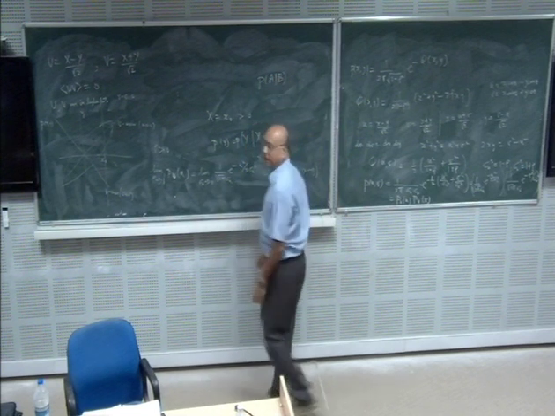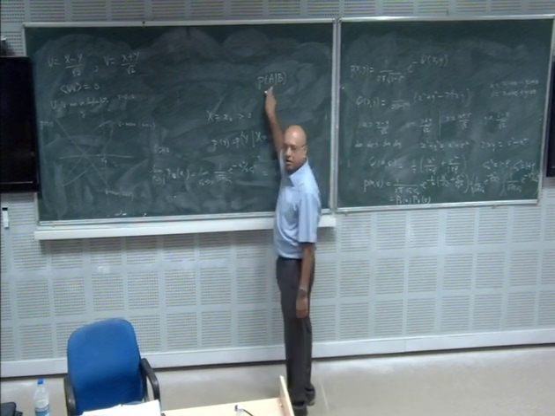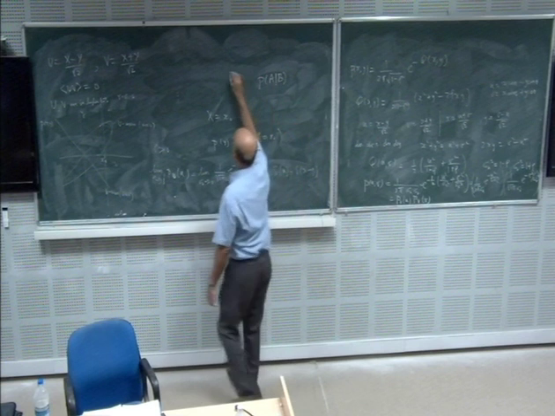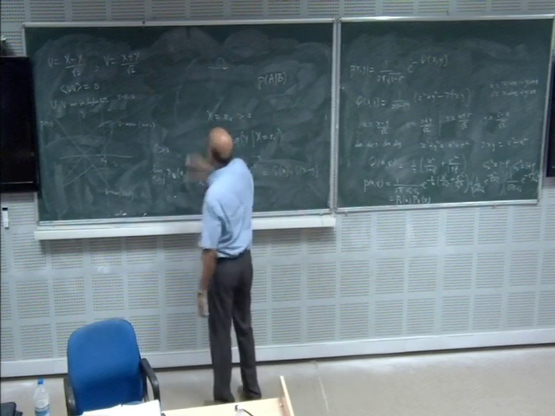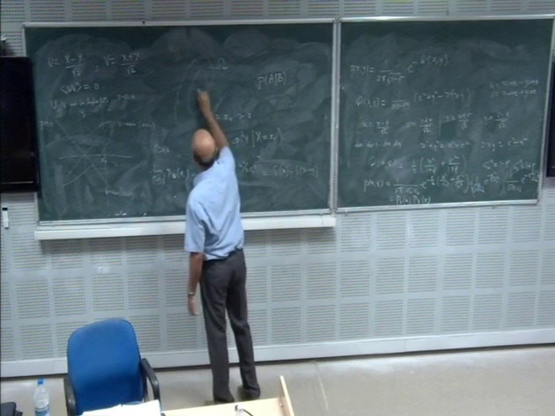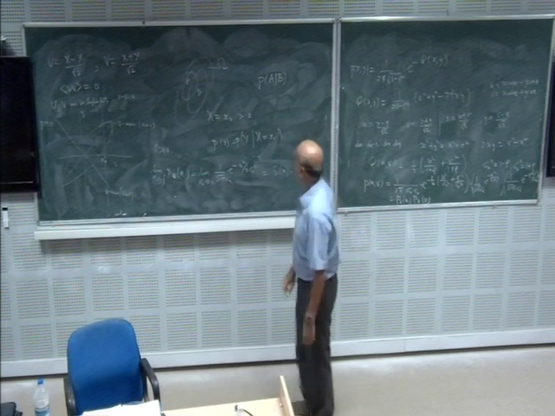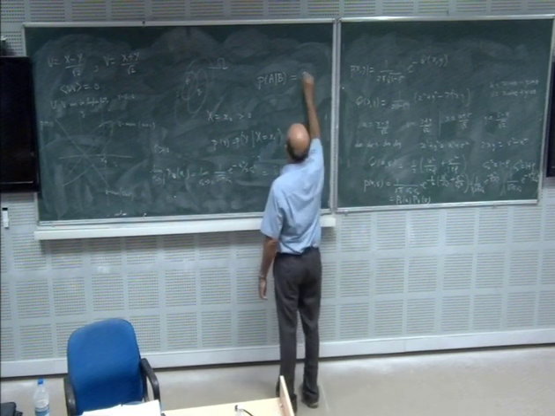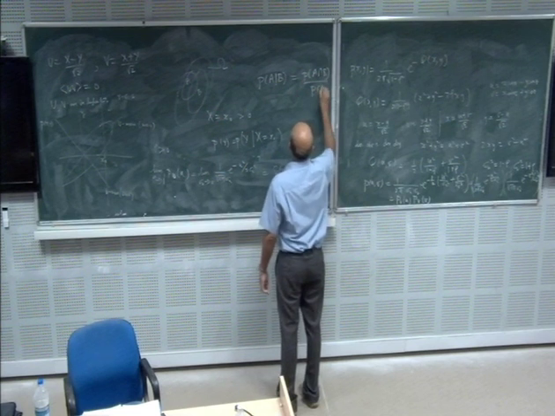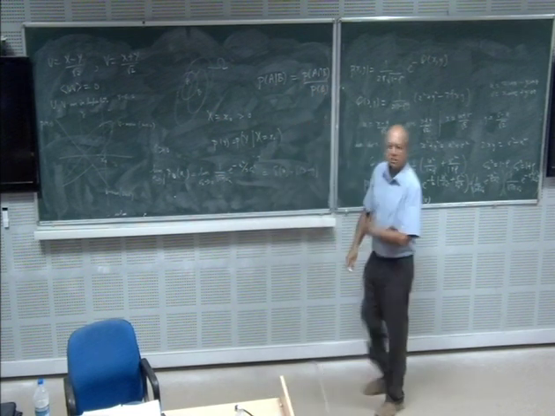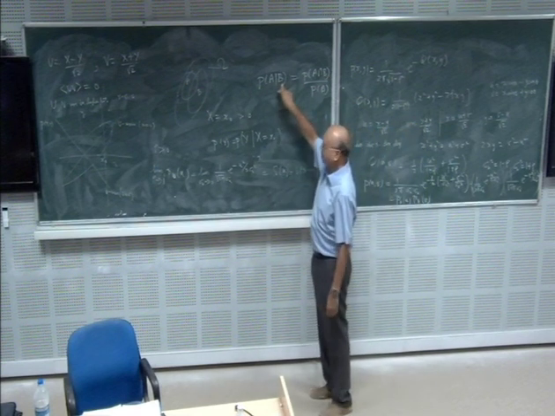P of A given B. So B has occurred, and then what is the probability of A? So you have got a sample space, omega, something like that. There is a B there, and A here, this is the event. Then this is given by P of A intersection B over P of B. So this is the formula for A given that B has already occurred.